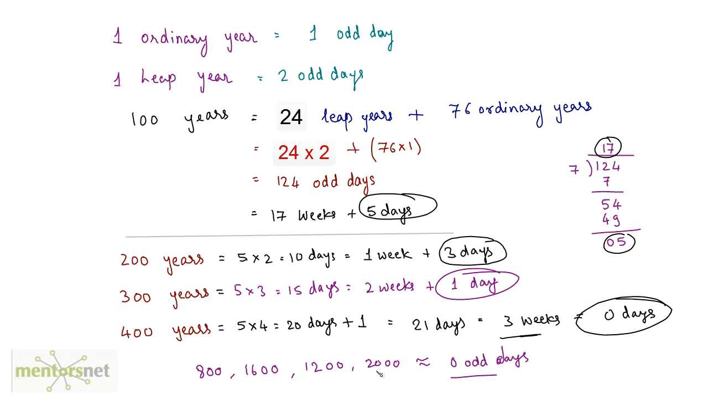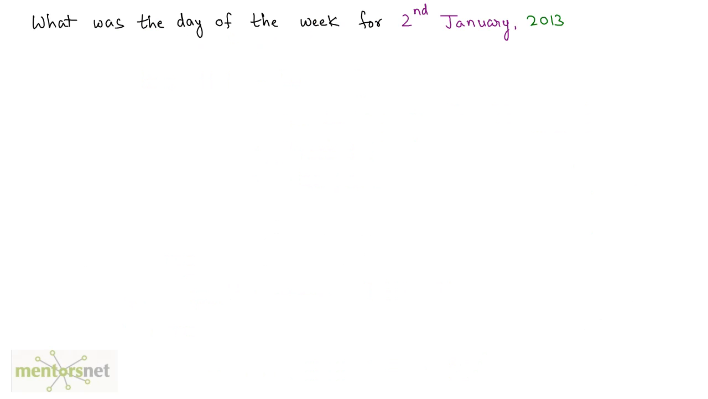After this quite lengthy talk, you must be wondering what is the use of these odd days? Odd days are useful in such questions. You have been asked what was the day of the week for 2nd January 2013. So given any date, you'll be able to find what day of the week was on that date. So let us see how we use odd days while solving this question.